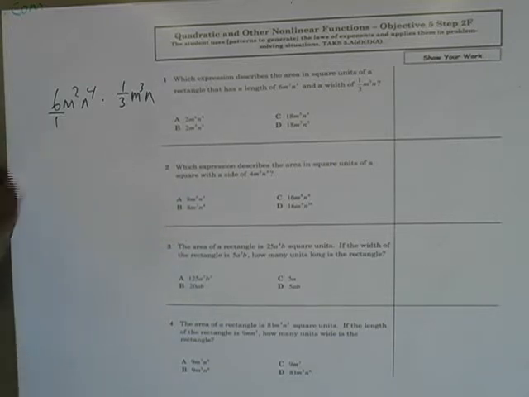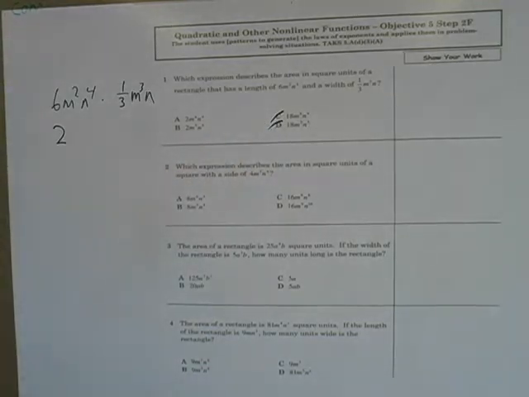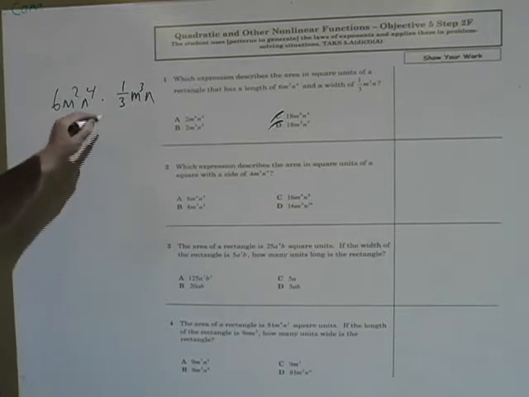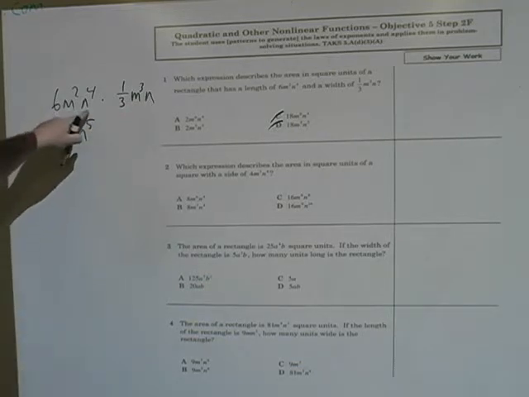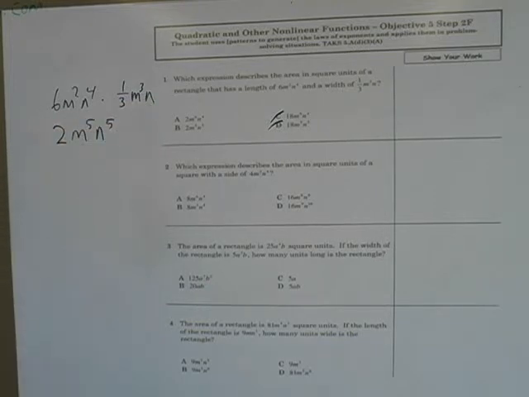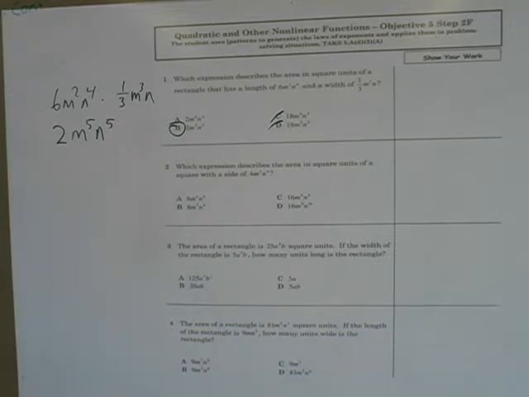Okay? So we got 2. Cancel those 2 out. And then use your rules for exponents, just like before. M squared times the m to the 3rd is m to the 5th. N to the 4th times n to the 1st is n to the 5th. Okay?